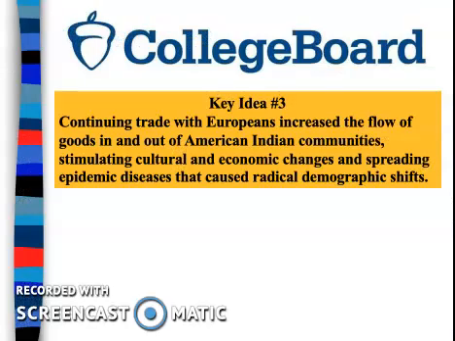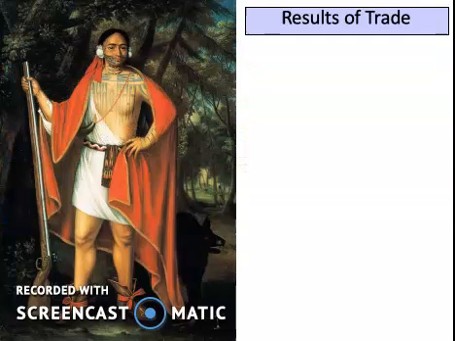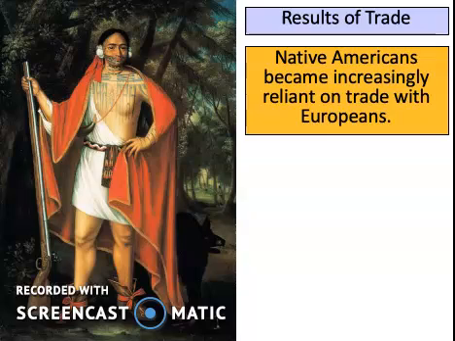Finally, key idea 3 when we talk about the interactions with the Native Americans is that this continuing trade with Europeans by Native Americans is going to increase the flow of goods both in and out of Native American communities. It stimulates cultural as well as economic change, and it spreads epidemic diseases and causes radical demographic shifts among Native American populations. So for instance, if we take this painting of this Native American, we can really just see this result of trade. They become increasingly reliant on trade with Europeans. And this really leads to this economic shift for Native Americans.